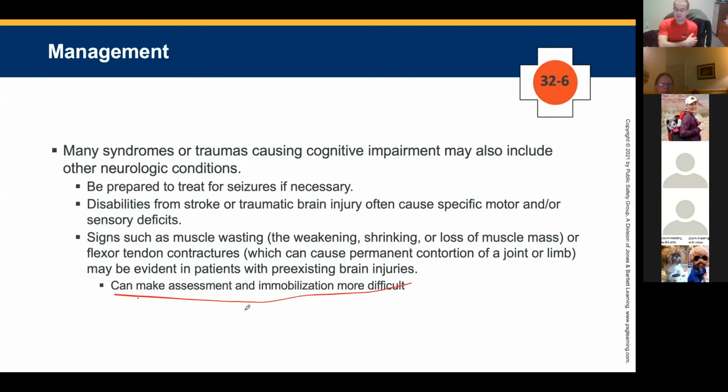So first of all, think about it. If we have to get a blood pressure on somebody and they're contracted, how are we going to be able to get a blood pressure? Also, if they've got muscle wasting or atrophy of the muscles, we have to make sure we use the right size blood pressure cuff. In an adult victim, if you grab an adult blood pressure cuff for somebody who has severe atrophy of their muscles, you're going to get a false blood pressure. It may also be difficult to get pulses on the individual.